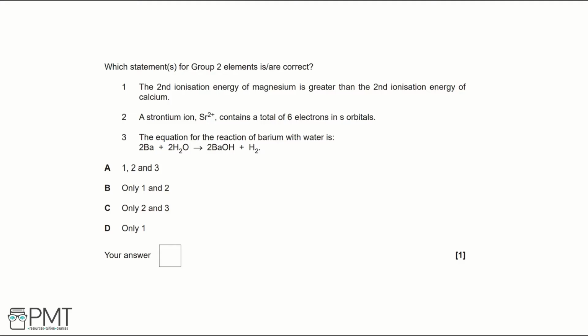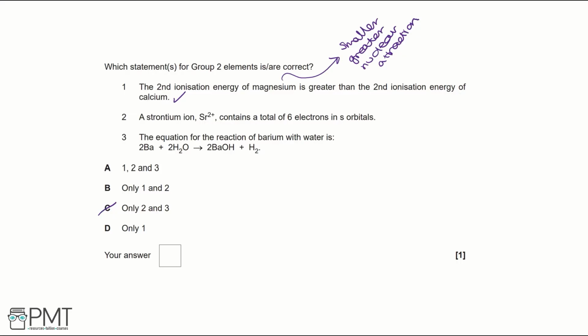So looking at the first statement, the second ionization energy of magnesium is greater than the second ionization energy of calcium. So this statement is correct, and that's because calcium is larger than magnesium, or magnesium is smaller. And because magnesium is smaller, it's got a greater nuclear attraction, and that's because it's closer to the nucleus, so it's going to require more energy to remove another electron and create this Mg2+ ion. So this first statement is correct, and so we can eliminate C as a possible answer.